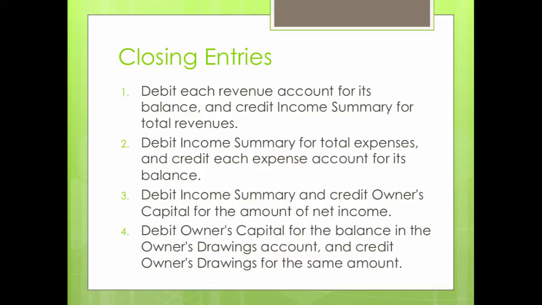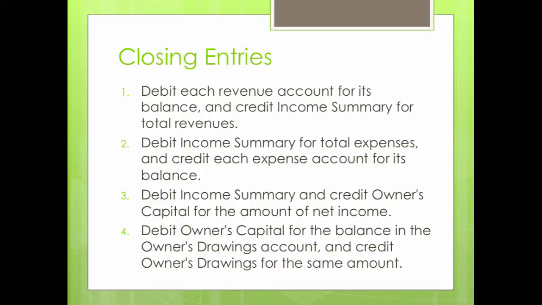We do this by following these 4 steps. The first step is debiting each revenue account for its balance and crediting income summary for total revenues. Then the next step is to debit income summary for total expenses and credit each expense account for its balance. The third step is to debit income summary and credit owner's capital for the amount of net income. And the fourth step is to debit owner's capital for the balance in the owner's drawing account and credit the owner's drawings for the same amount.